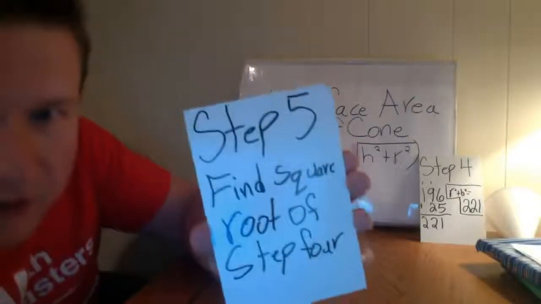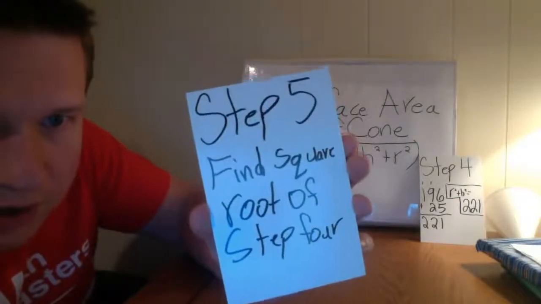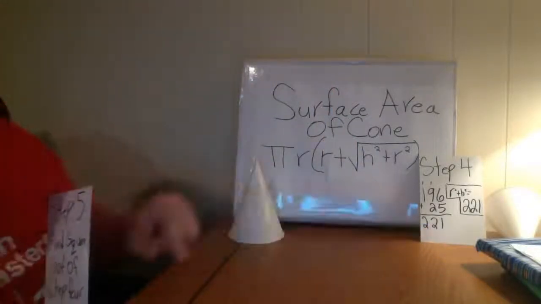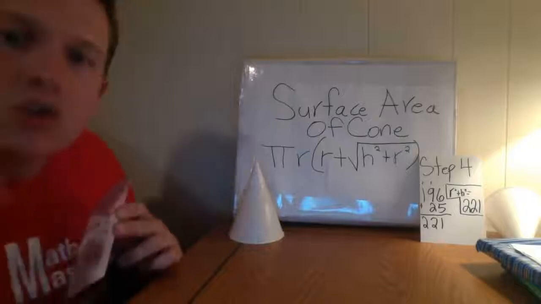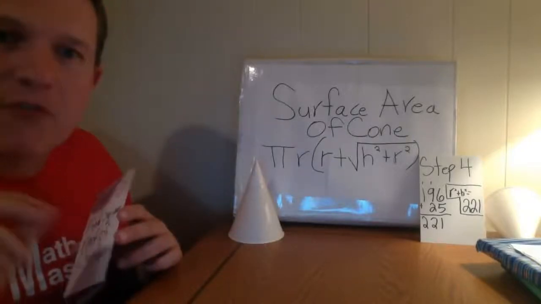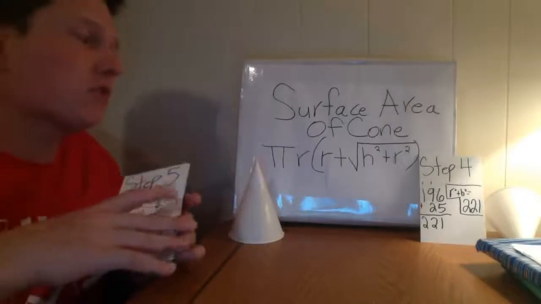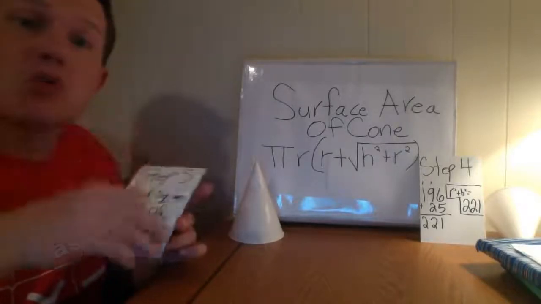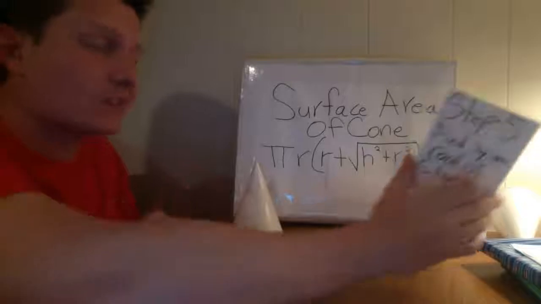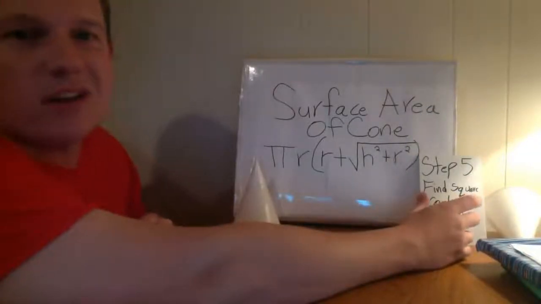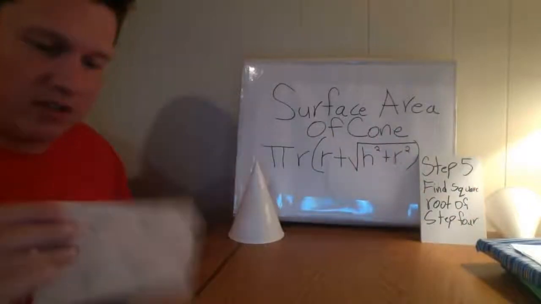But step number 5 is you have to find the square root of step 4. Well, step 4, we got 221. Now you need to find the square root of that. 221 is not a perfect square. It's close to 15, though. 15 squared is 225. So we know our answer should be close to 15. A little less. I'm going to guess it's going to be about 14.86 when I round it up to 14.9.